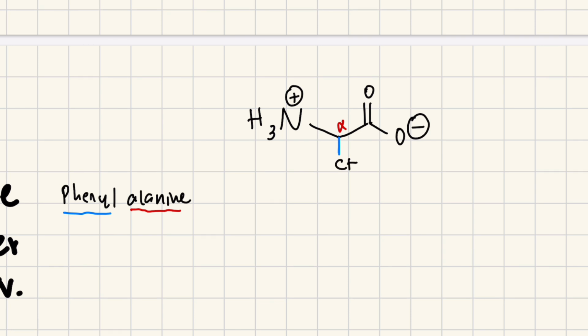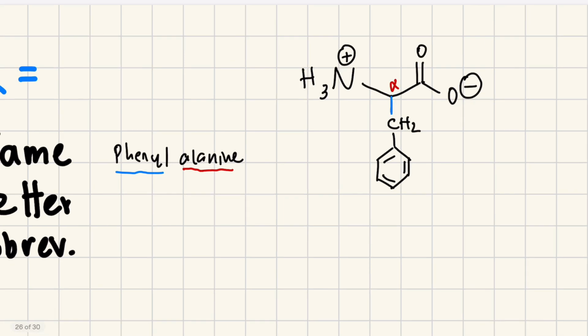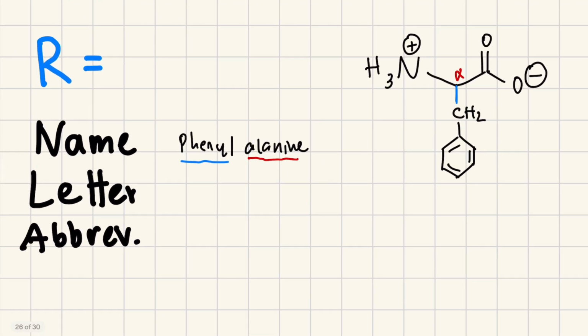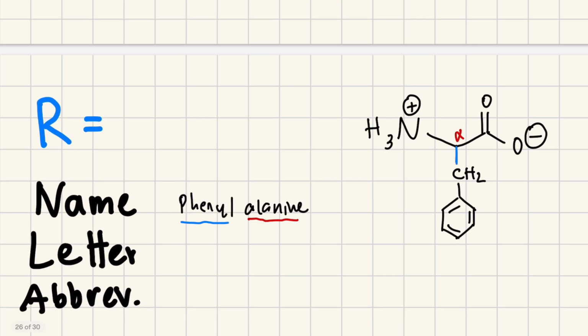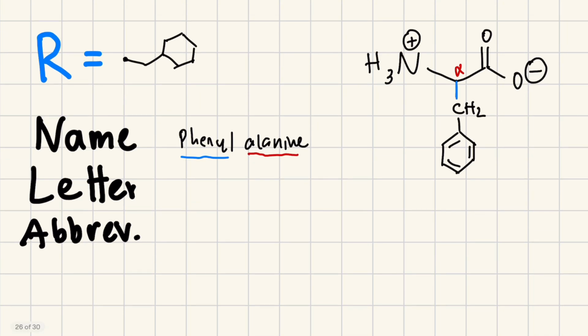So CH2, that looks like alanine so far, minus an H. And then we just stick on a phenyl group, and that's all. So phenyl group, phenylalanine, here would be the R group. I'm sort of tired of drawing out all the carbons. We're just going to do that.